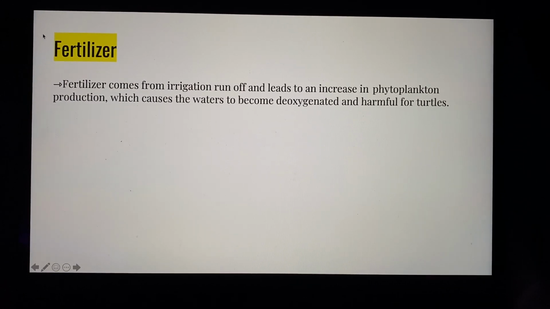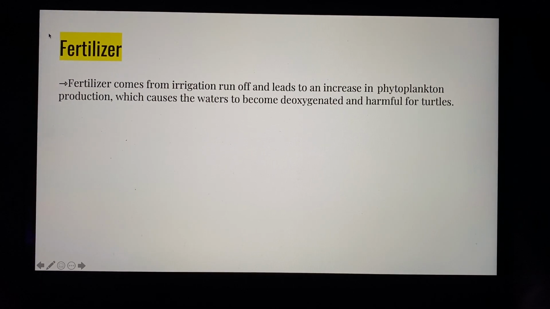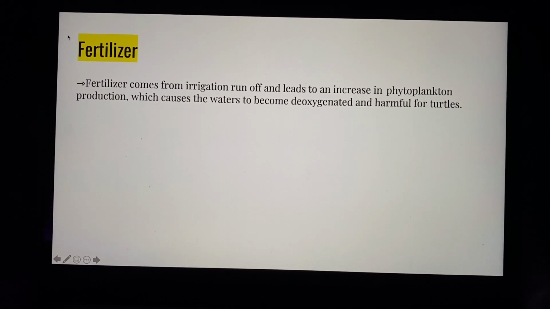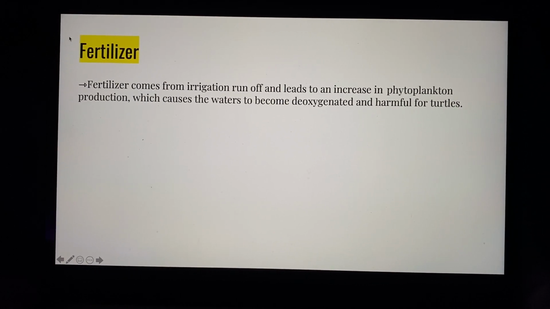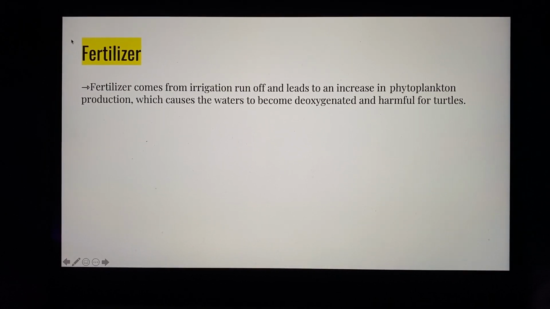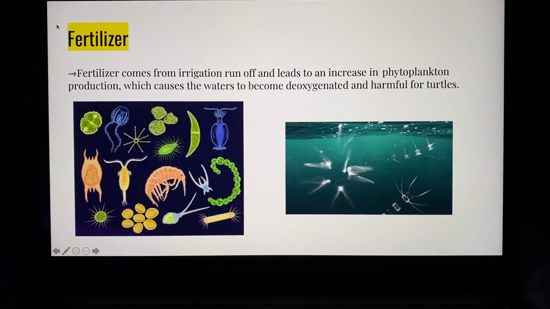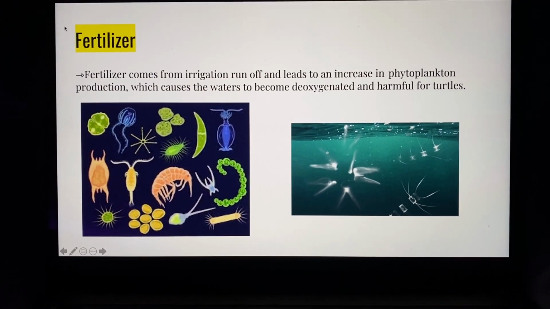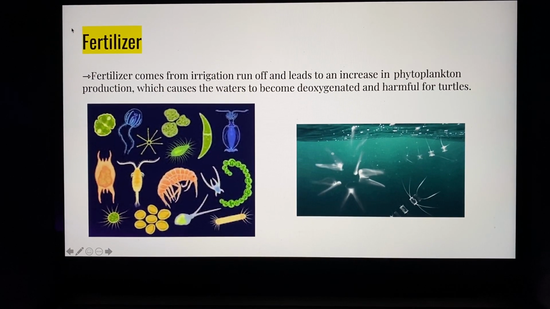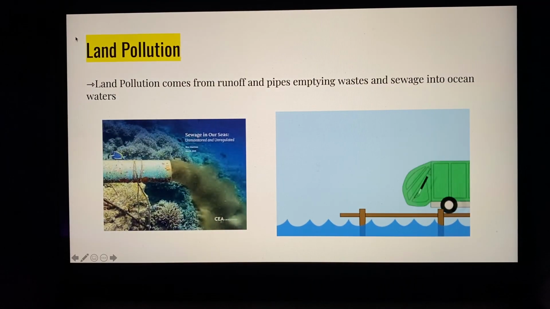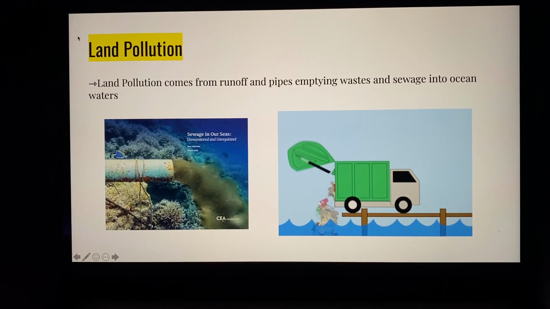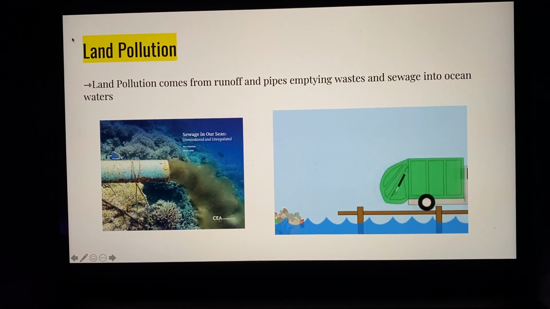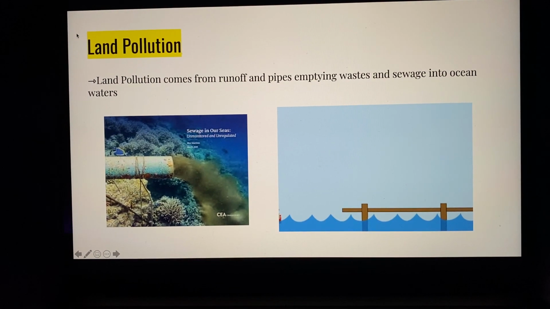The next source of pollution is fertilizer, which comes from irrigation runoff and leads to an increase in phytoplankton production, which causes the waters to become deoxygenated and harmful for the turtles. And here I have some pictures of phytoplankton. Then there's land pollution, which comes from runoff and pipes emptying waste and sewage into the ocean waters, as you can see in the picture here on the left.